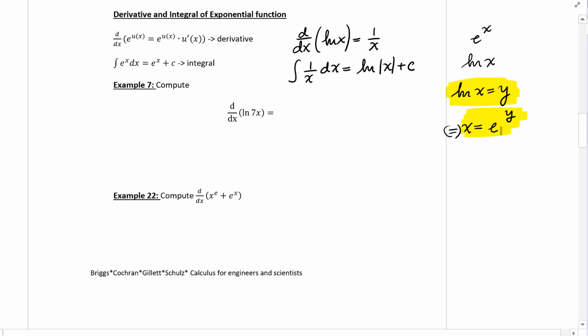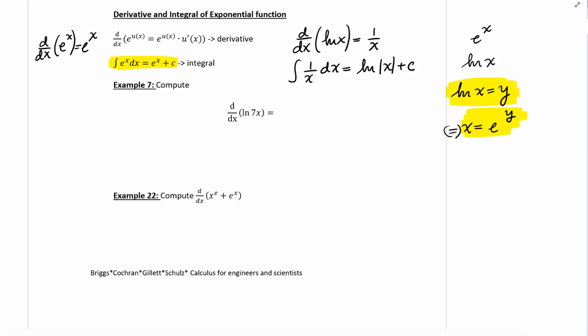So four important formulas that you need to use in this lesson are the derivatives. Let's maybe start with the derivative of e to the x. It's just e to the x. And the integral of e to the x dx is e to the x plus c.